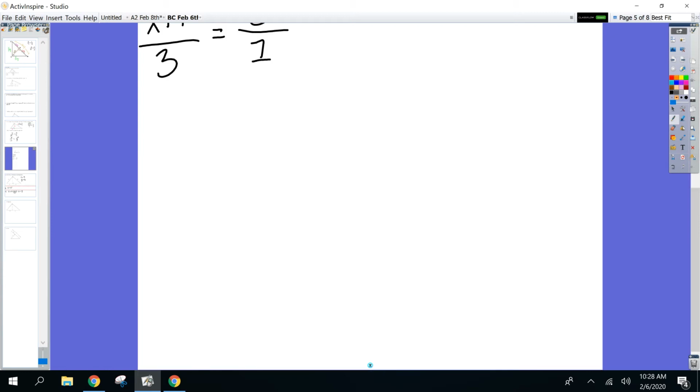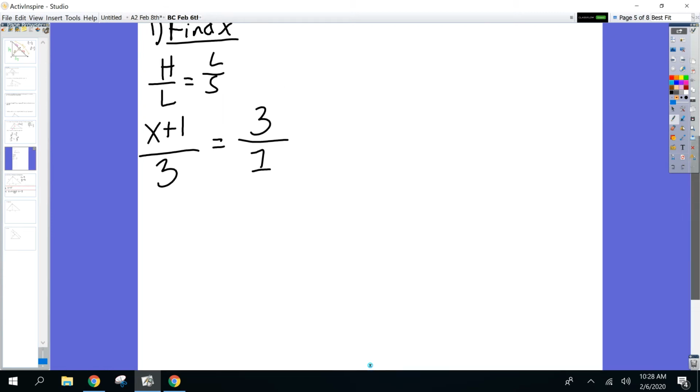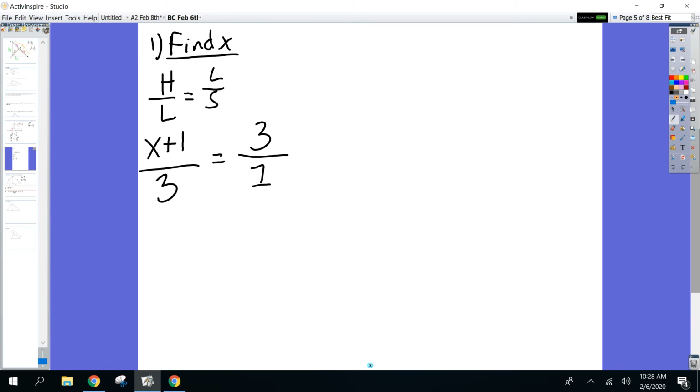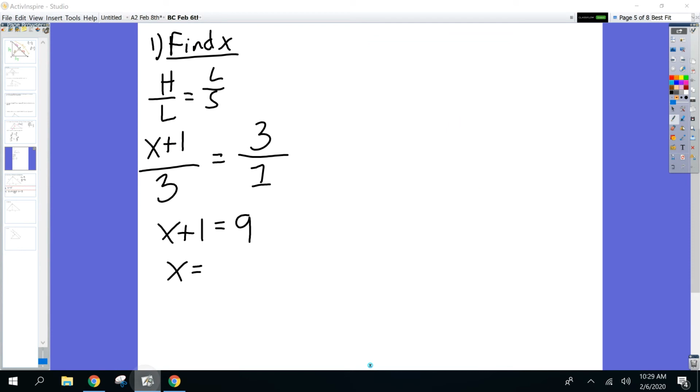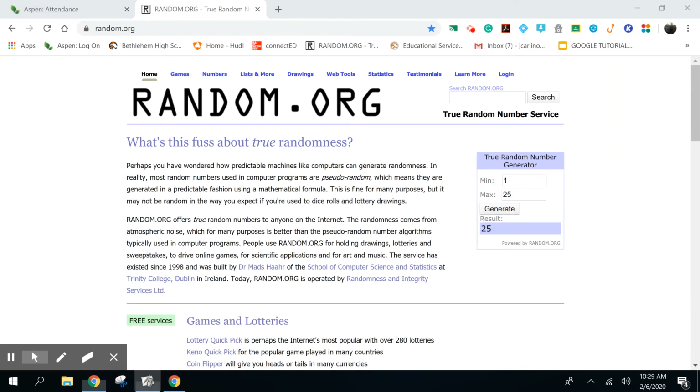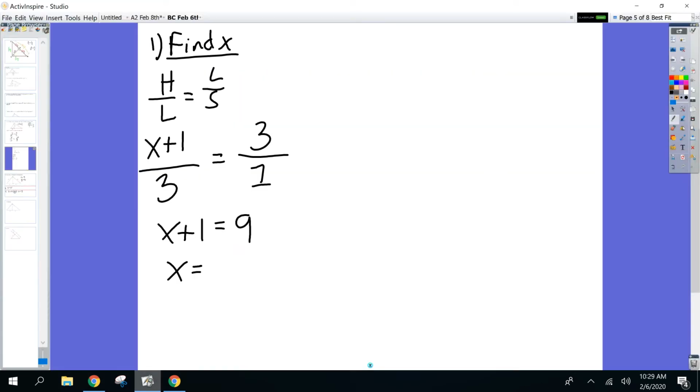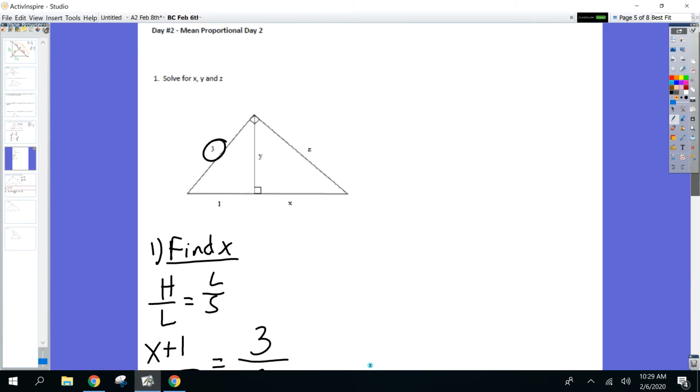All right, go ahead. This isn't the hardest thing I've had you solve all year. I shouldn't ask this, but still. 20, not here. How about 25? What do we end up with for X? 8. Highly recommend, because we're finding multiple variables, you go back up to that diagram and you put an 8 over X here. Because I may need that 8 coming up.